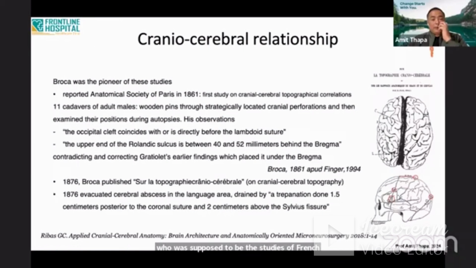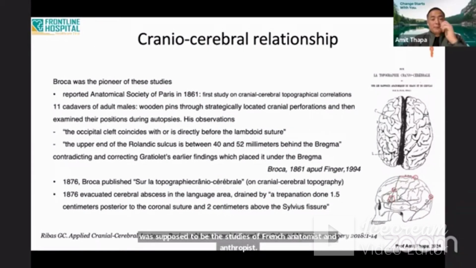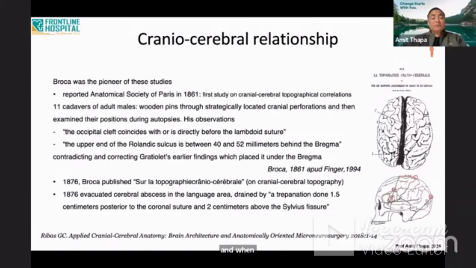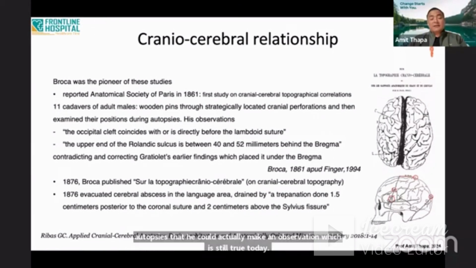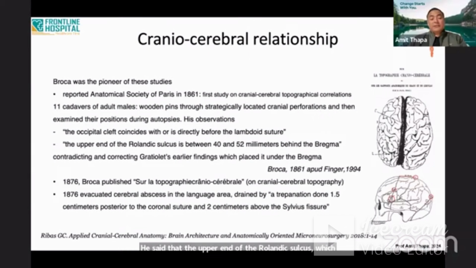And when he reported in 1861 the first study of craniocerebral topographic correlation, where he had very strategically placed wooden pins through cranial perforations and then examined their position at autopsy, he could make an observation which is still true to date. He said that the upper end of the Rolandic sulcus, which we now call SRP or superior Rolandic point, is between 40 to 50 millimeters behind the bregma, which is so true to date, as well as a lot of other things which he has said.